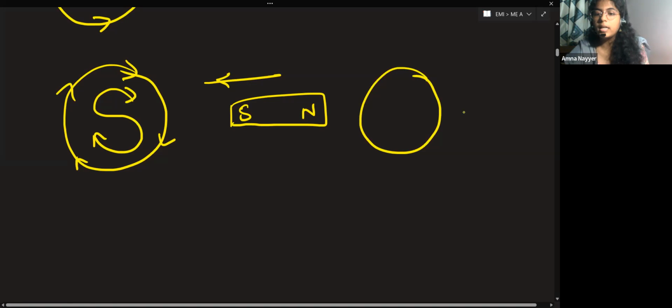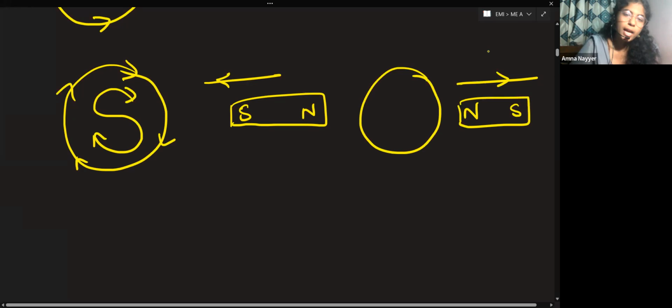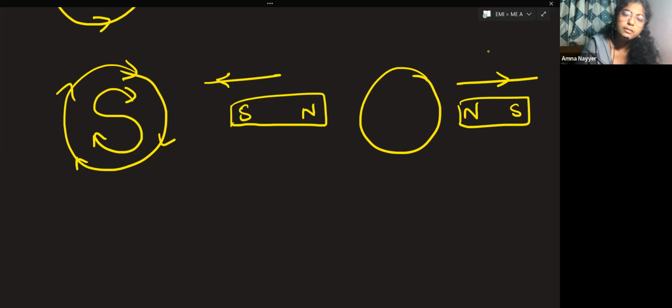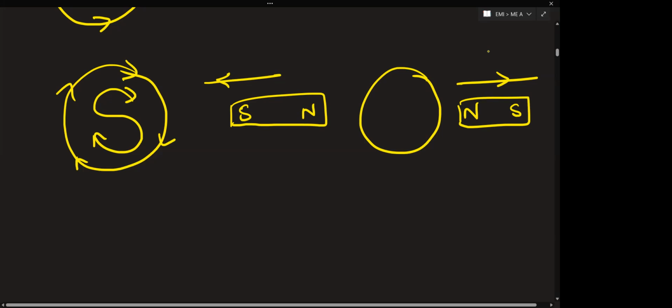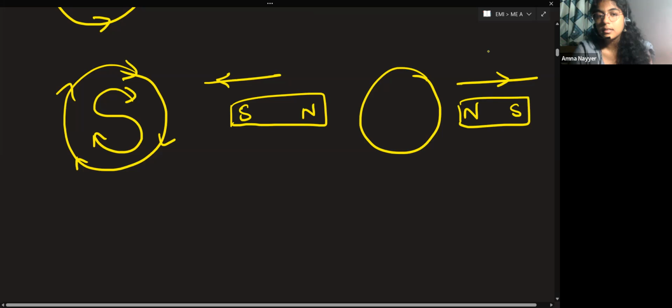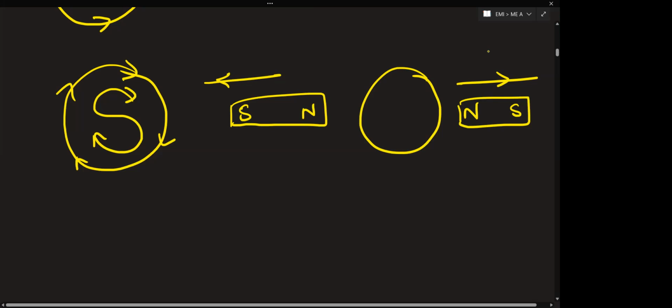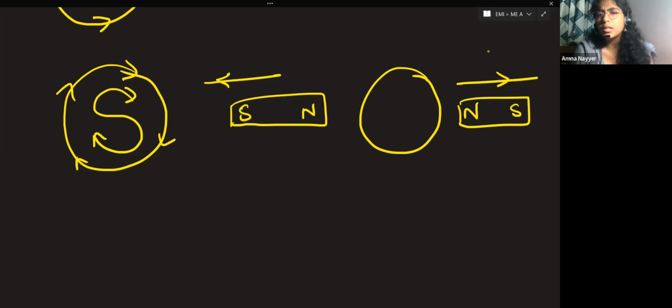This is a coil. North polarity is there, south polarity is over here. The coil is moving away right now. So can anyone tell me what should be the polarity that has to be developed in the coil? South polarity. Reason, Krishna? It should be opposite to the direction. Opposite to the direction. Just explain why south polarity.